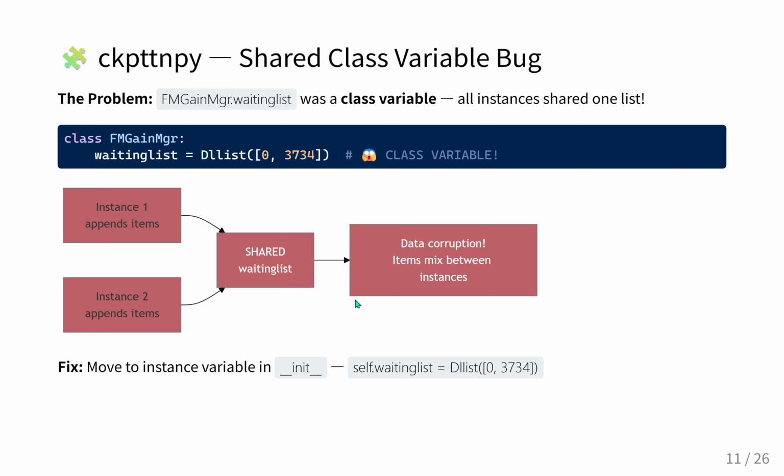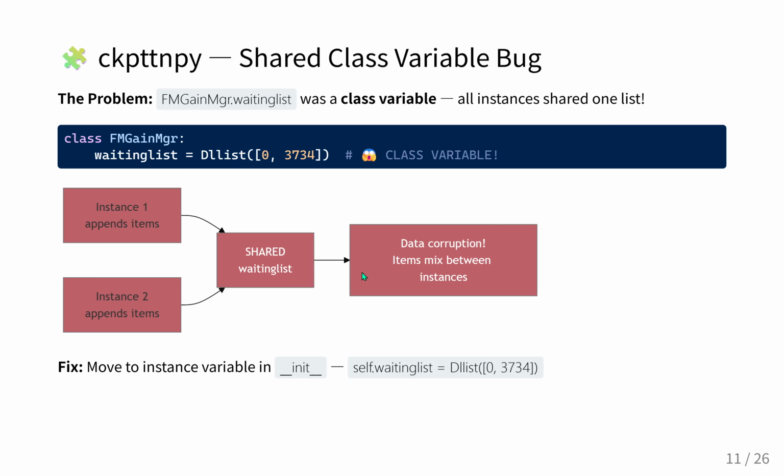They discovered a variable holding a list that was defined at the class level, directly under the class declaration, rather than inside the init constructor method. The developer assumed every time they created an instance, it got its own fresh waiting list. But in Python, variables defined at the class level are evaluated exactly once when the module is first loaded. That single list object in memory is then shared across every single instance of that class.